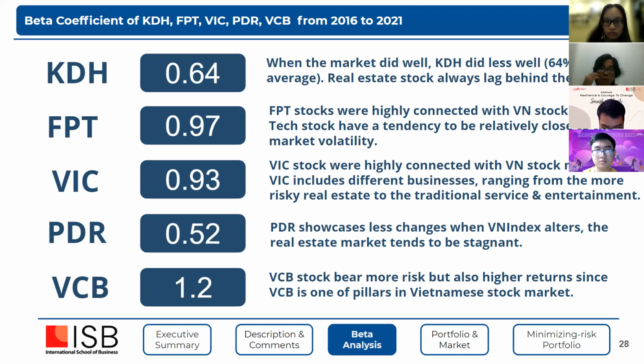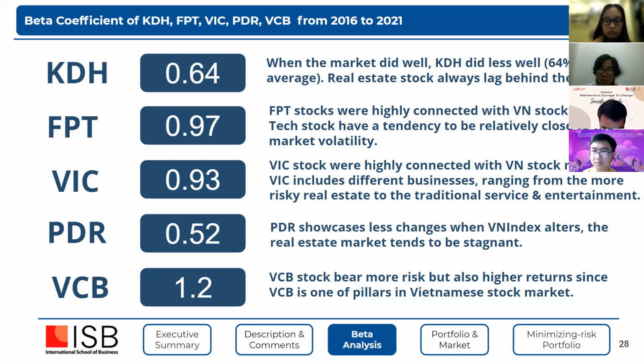So to the FPT, the FPT beta coefficient was 0.97, indicating that FPT stock was highly connected with the VN stock market. FPT stock performed well when the market did well. This is because with a 12-month or less business cycle, tech companies don't have a lengthy maturing time because disruption is always lurking around the corner. Therefore, stocks of tech companies have a tendency to be relatively close to the market volatility.